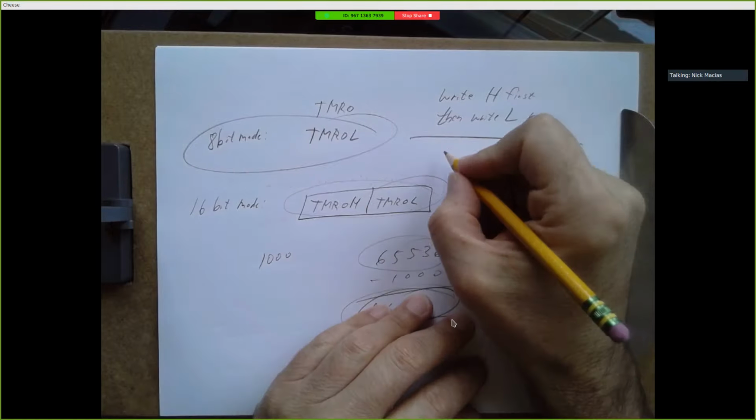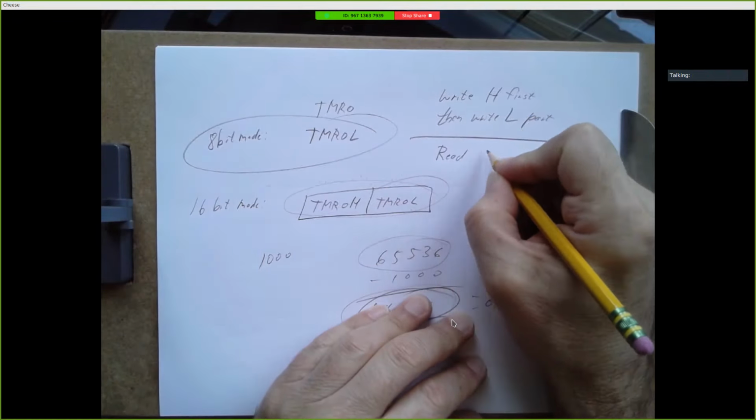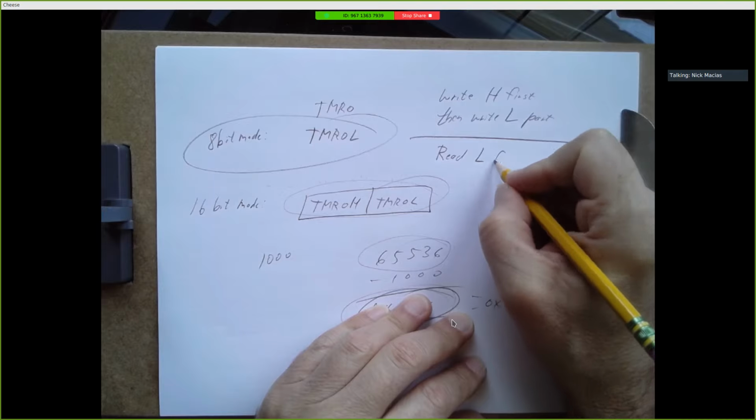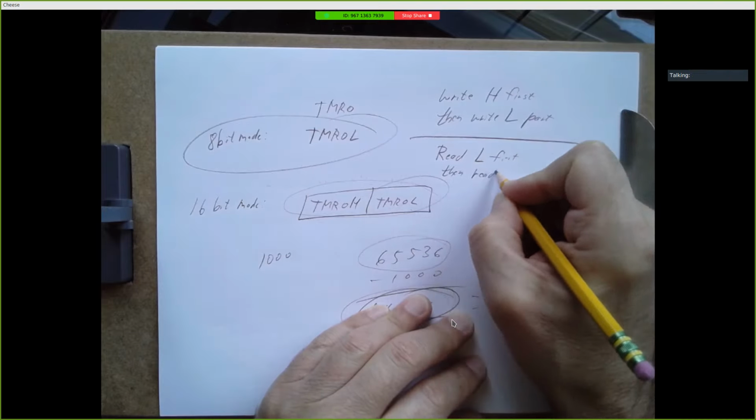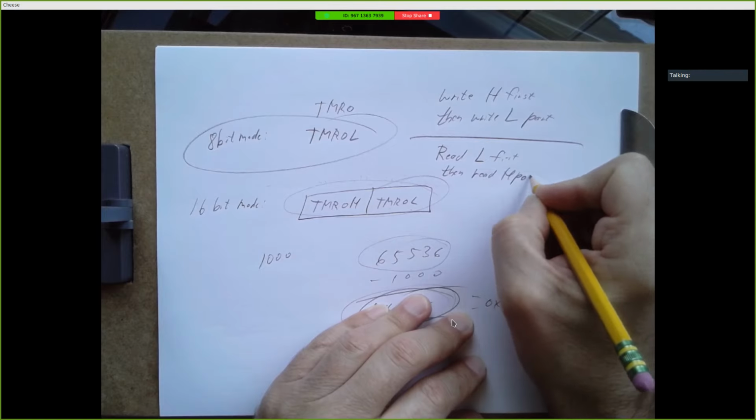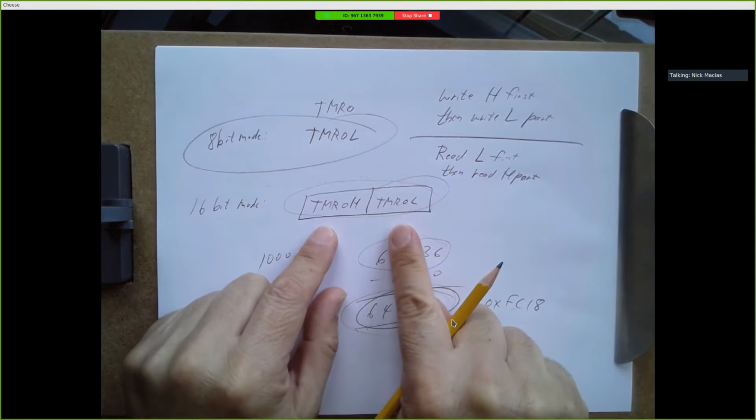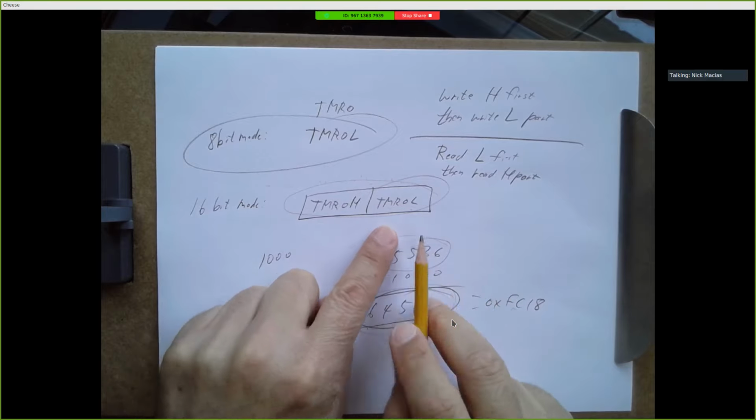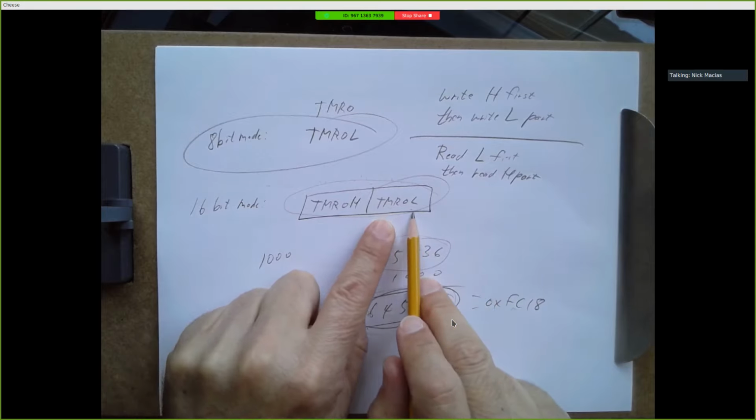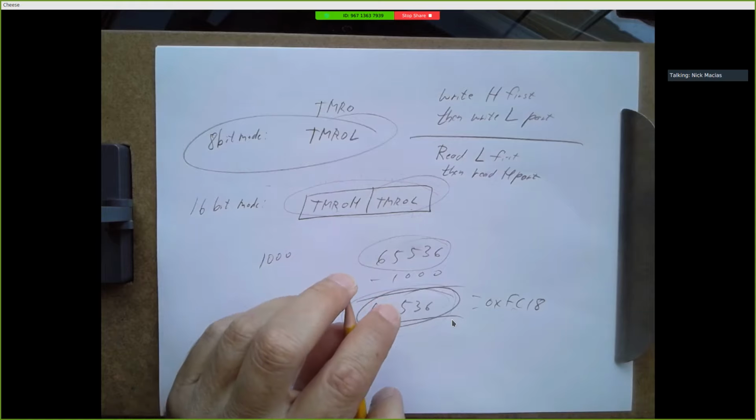When you're reading, you want to read the low part first, and then read the high part. So if I wanted to know the current value of this timer register and I wanted to save it in a pair of file registers, it's very important that I read the low byte first and then read the high byte.